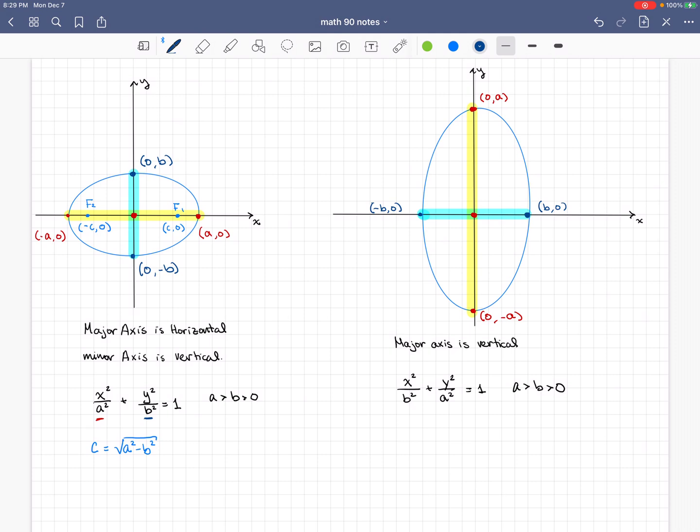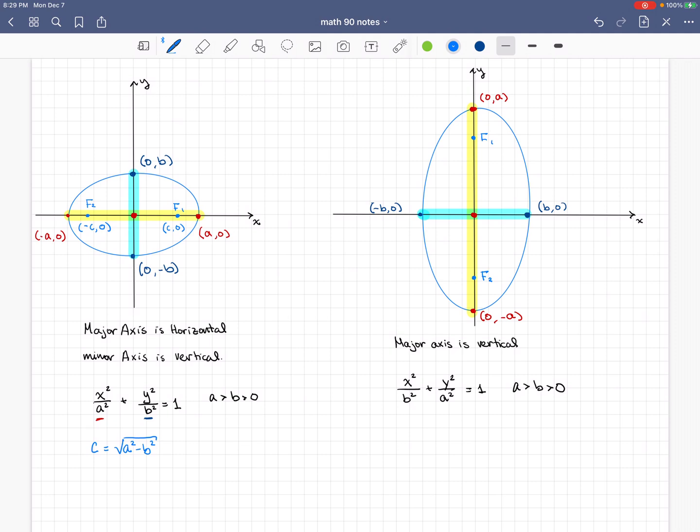Just like when the major axis was horizontal, the foci sat on the major axis, the same is going to be true here. The foci, once again, are going to sit on the major axis. And again, there's a little bit of symmetry, so we should be mindful of that, even if we're not plotting them super precisely.